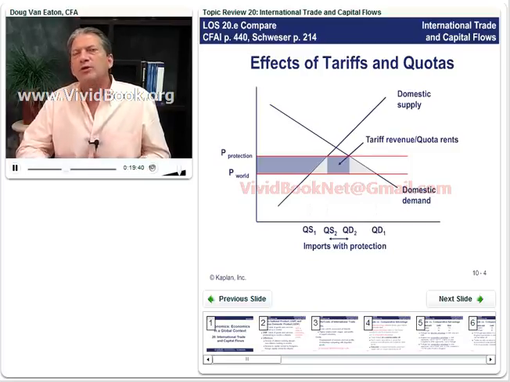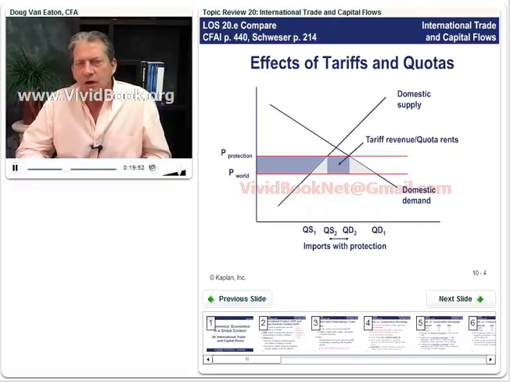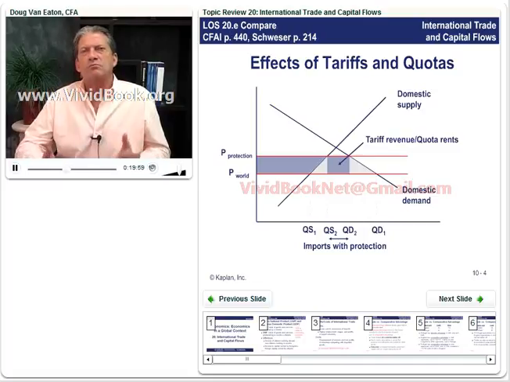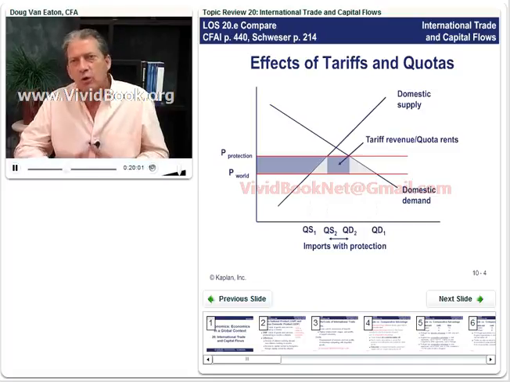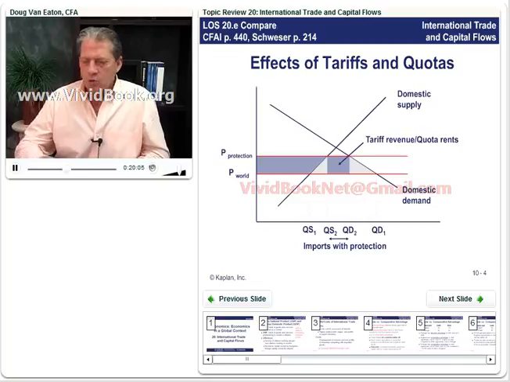We don't know that they're collecting all those rents, but think of those as two extremes. One, with a tariff, the domestic government gets it all. With a quota, it's not sure who gets it, but we know it's not all paid to the domestic government. And if these quotas were awarded by drawing, by a lottery, then those rents would accrue to whoever won those export quota rights.